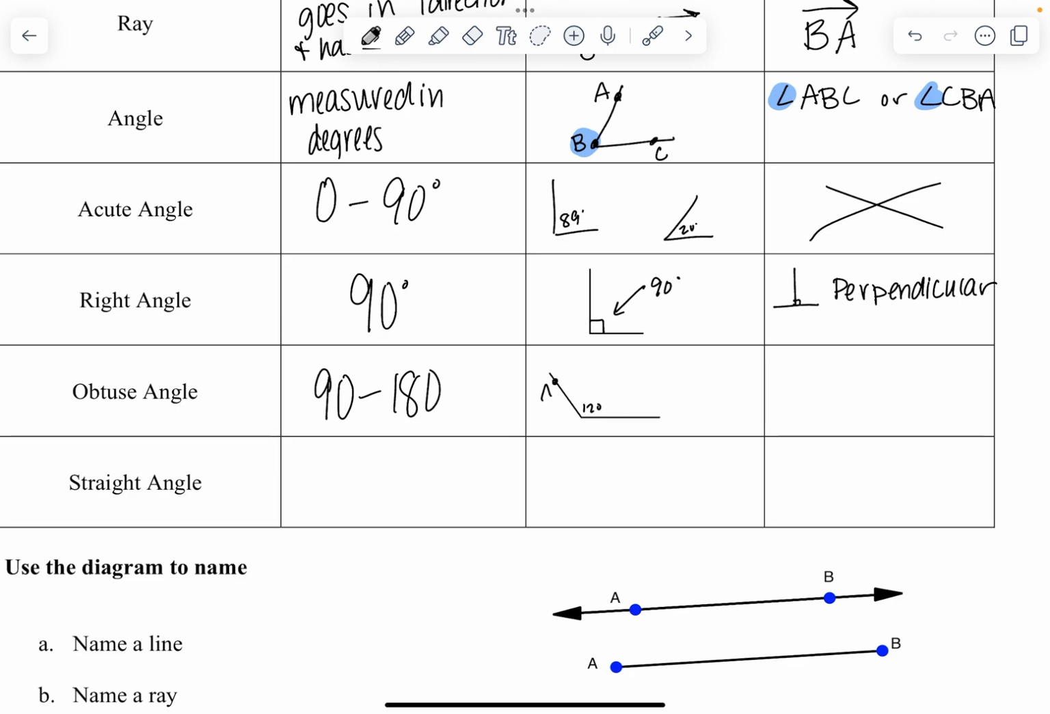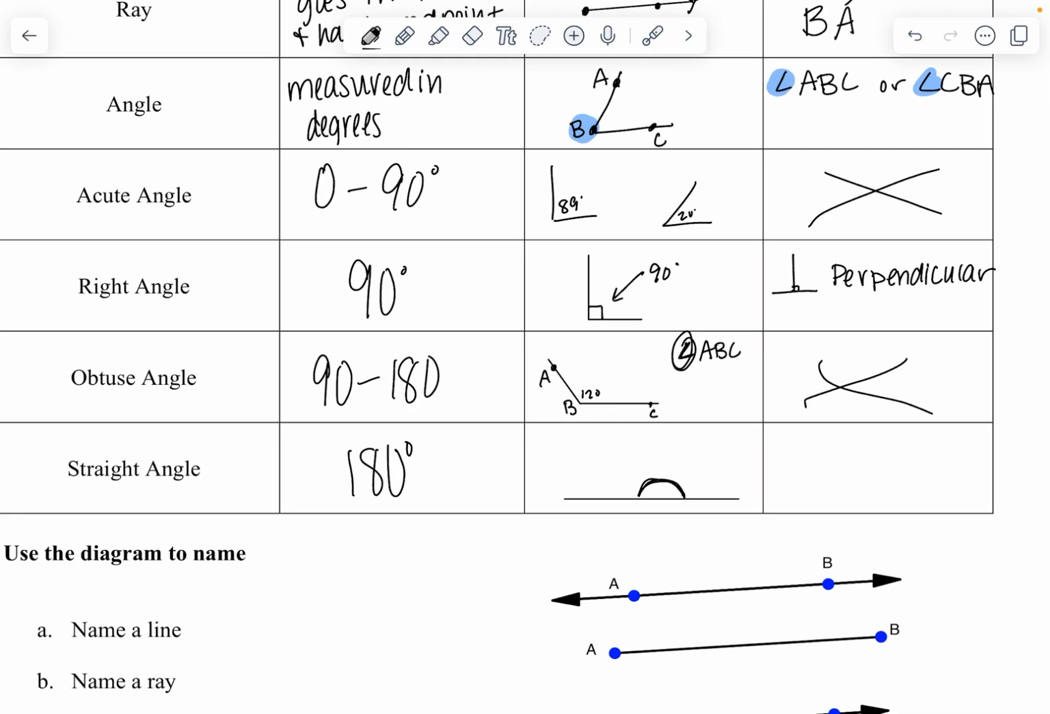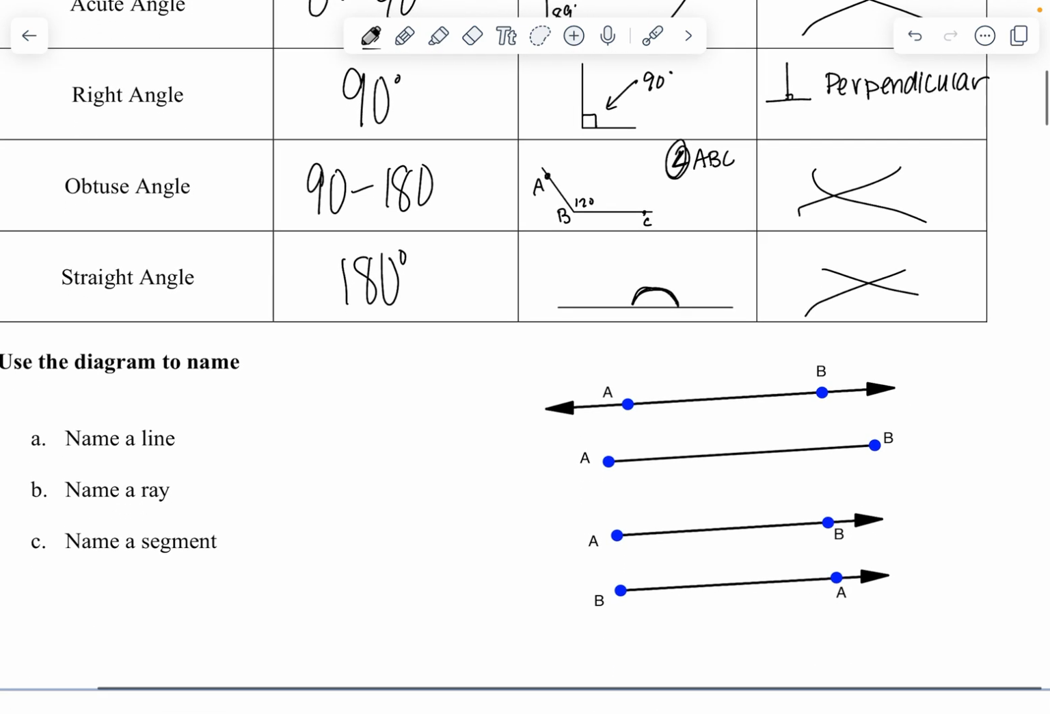So if I'm naming this angle ABC, I'm still just naming it using the angle symbol, even though it looks acute. Okay, it doesn't matter the size, that is just still how you mark an angle. And a straight angle is exactly 180 degrees. It seems silly, but it's just a line, okay? It's half a circle, and that's why. There's really no symbol for that either, okay?